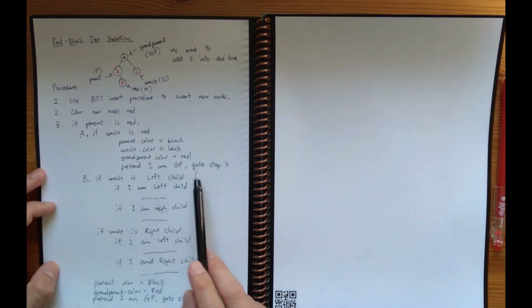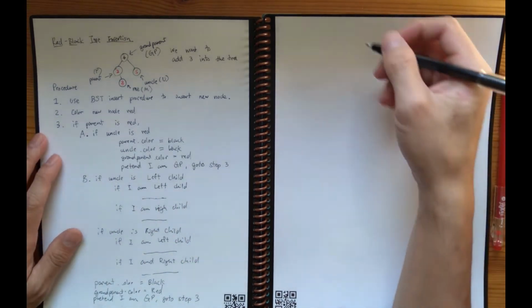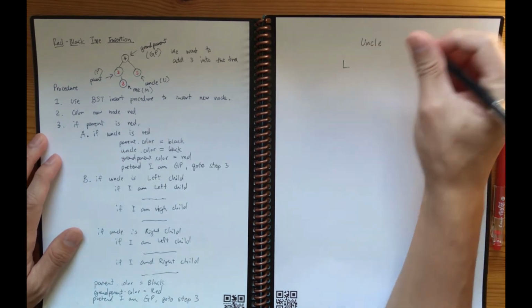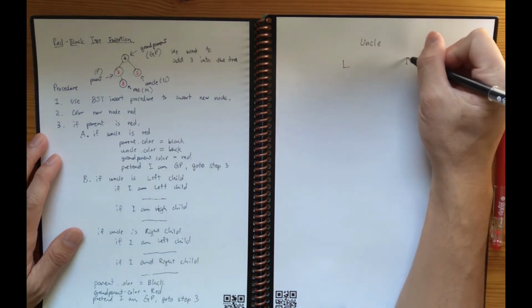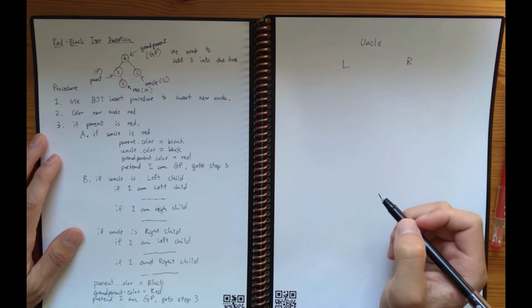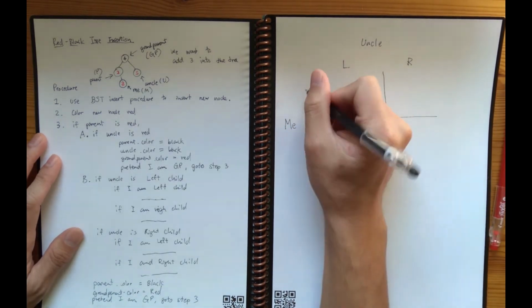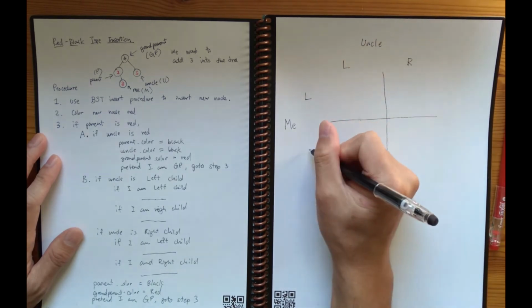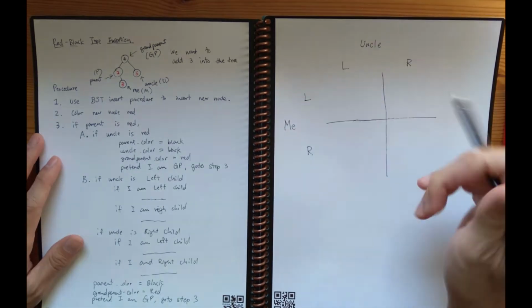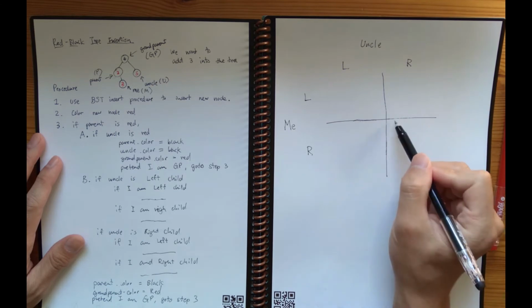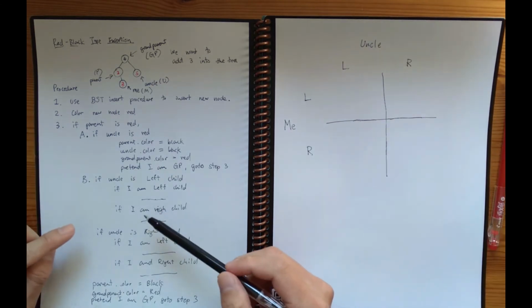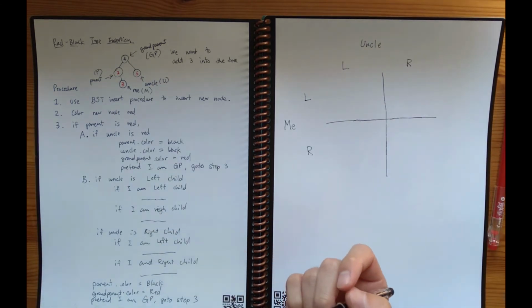We can write these nested if statements in terms of a matrix. Uncle can be either the left child or the right child of my grandfather. And then as for me, I can be either the left child or the right child of my parent. Based on where you are within this matrix, there's a set of instructions that you're going to do.